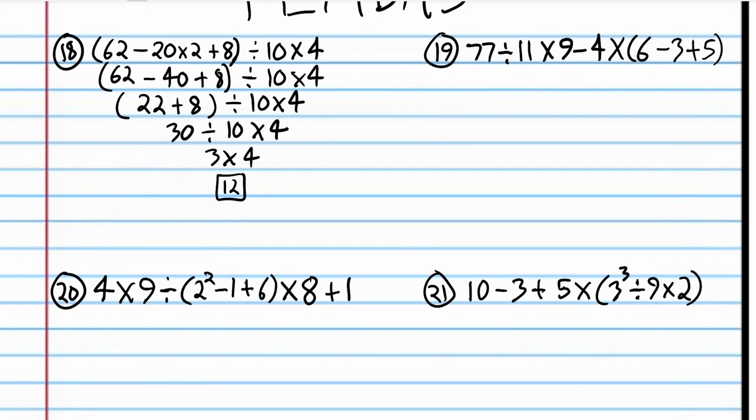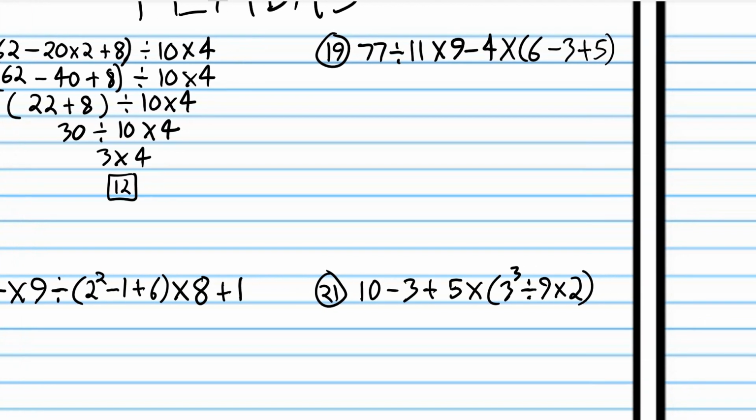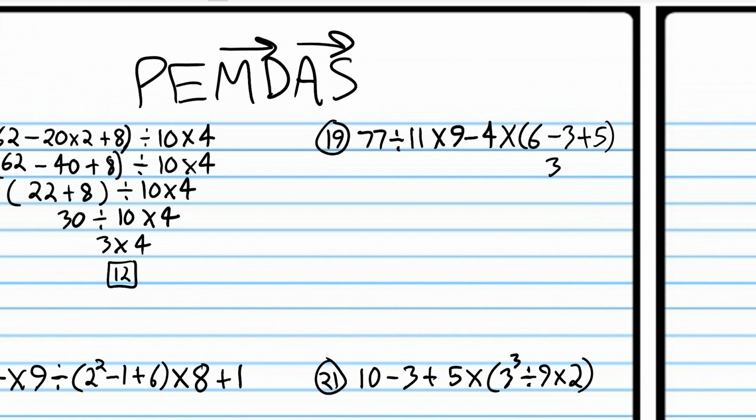So why don't you try the next 3 problems, and when you're done, we'll do them together. All right, we're back. Do parentheses first. 6 minus 3 is 3. And why did I do the subtraction first? Because it was farthest to the left. If I had done the addition first, I would have gotten the wrong answer.